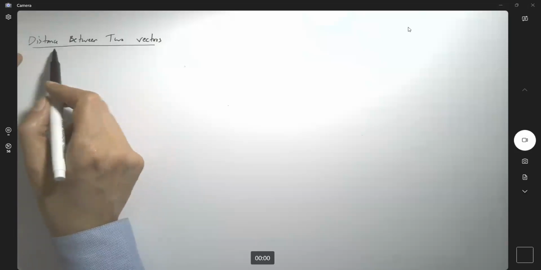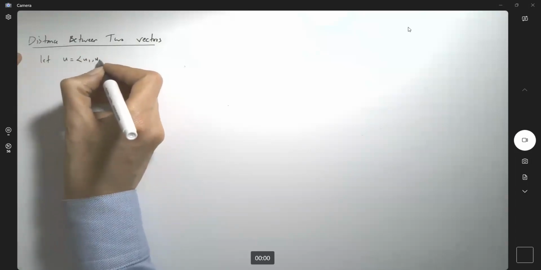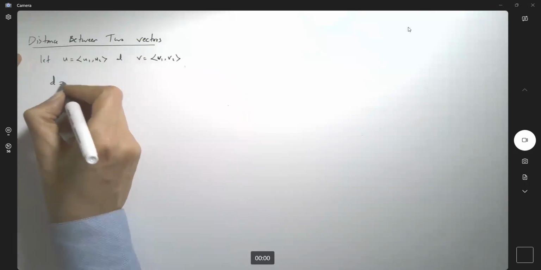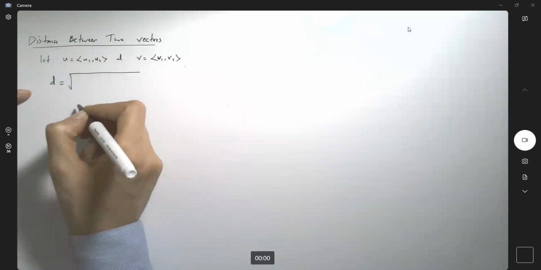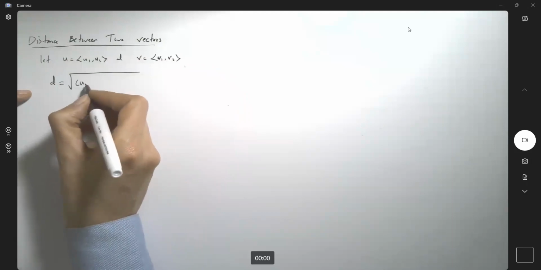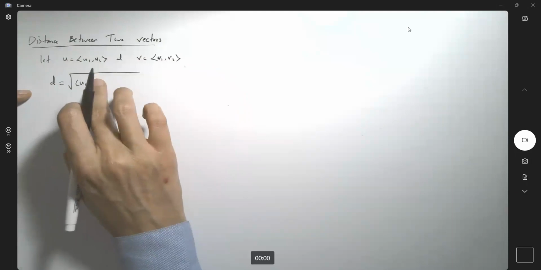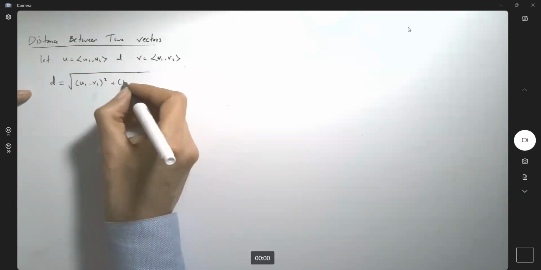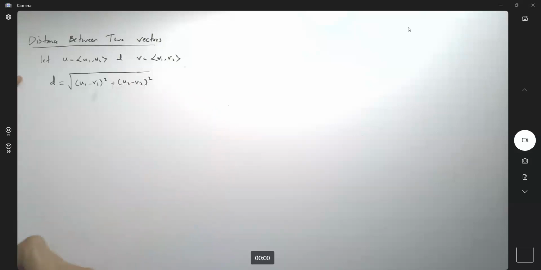Let's talk about the distance between two vectors. Let vector u have components u1, u2, and vector v have components v1 and v2. Then you can easily find the distance between these two vectors by finding the square root of the difference between the first components, u1 minus v1 squared, plus u2 minus v2 squared. Very good.